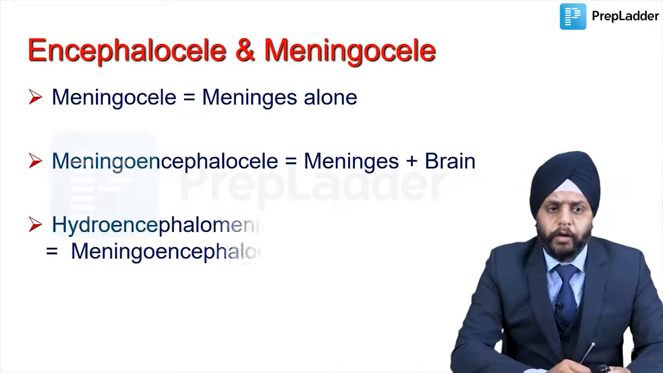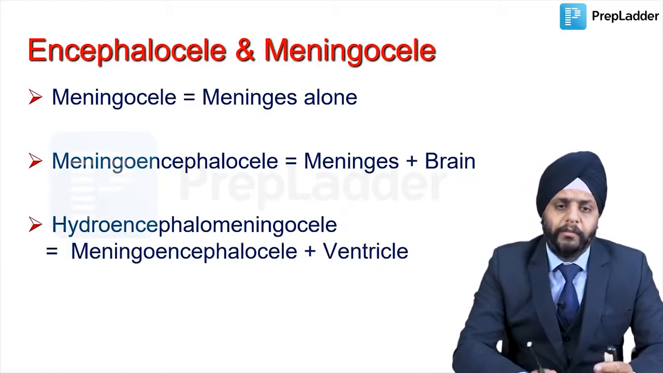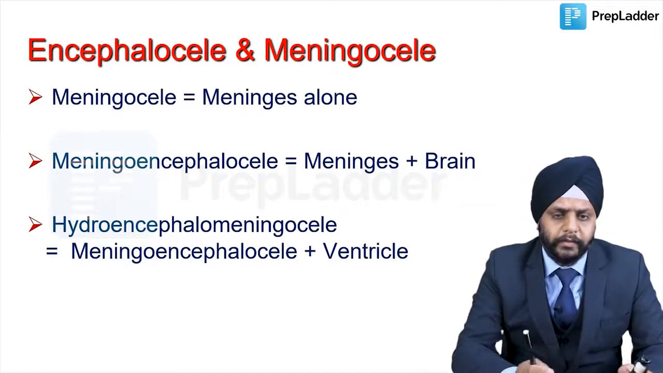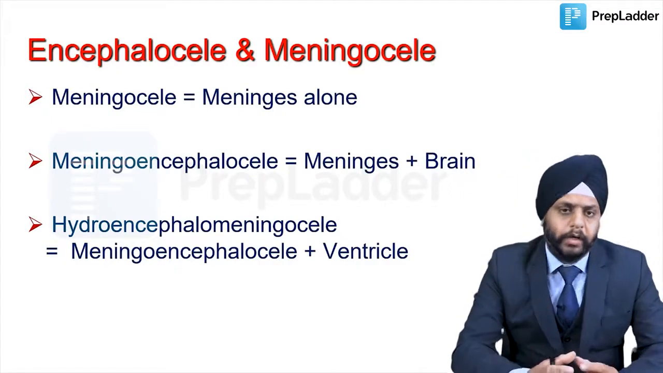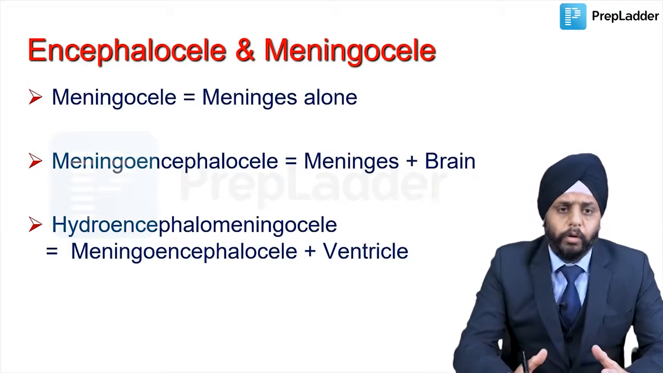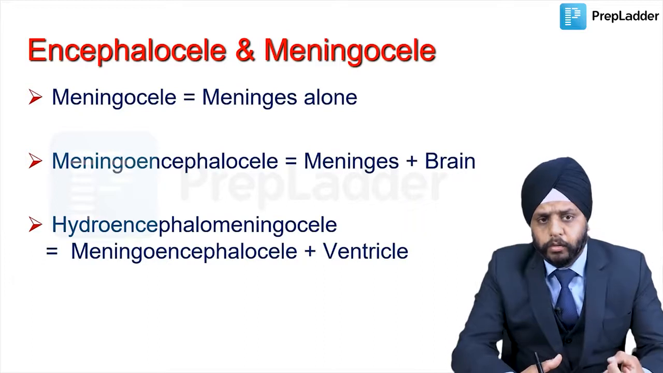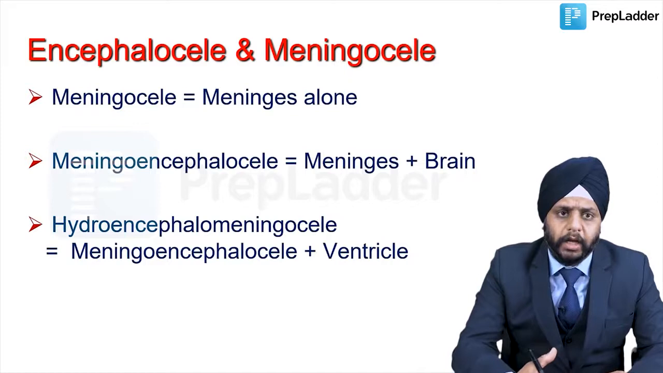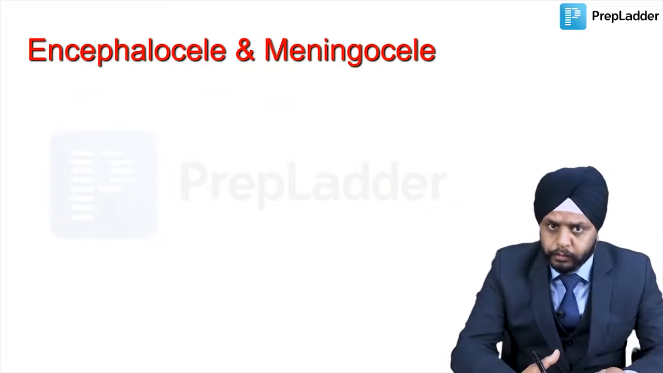Okay, now we also have hydroencephalomeningocele, in which we also have the ventricle along with the meningoencephalocele. So obviously you can see this is the most severe variety, right? Now these can develop because of a defect of the roof of the nasal cavity. So, the brain or the meninges can herniate out into the nose or they can come out on the face also. Alright. So, we can have the encephalocele or the meningoceles in a newborn also.